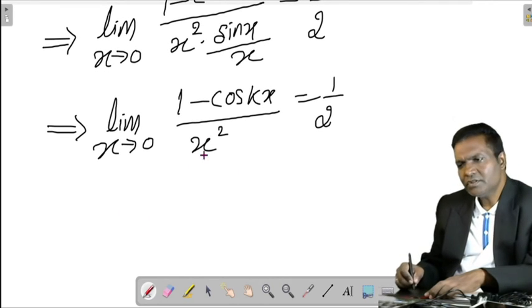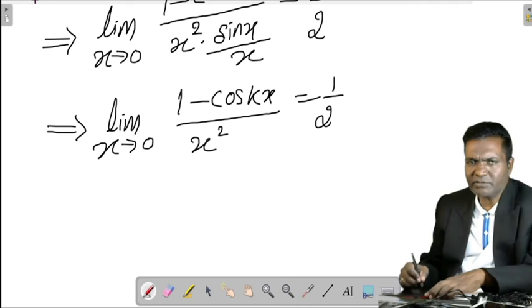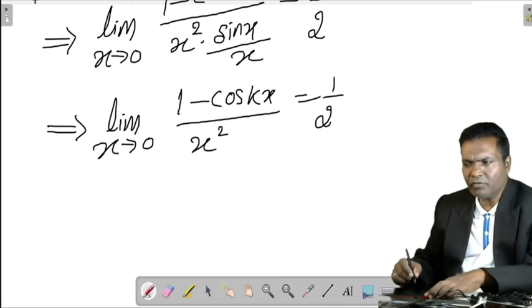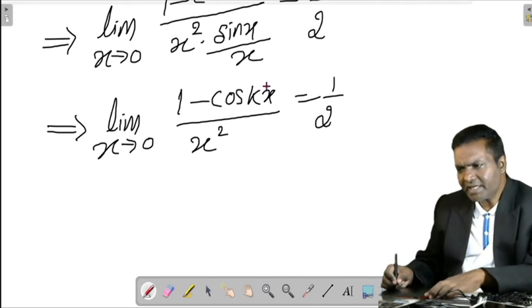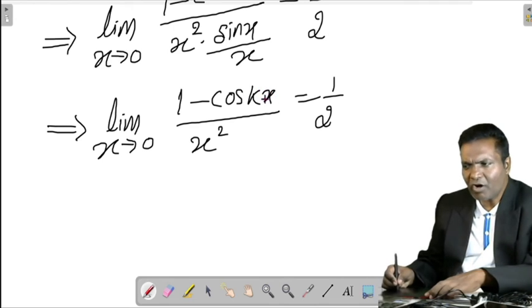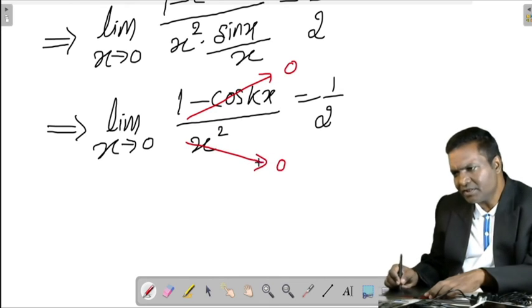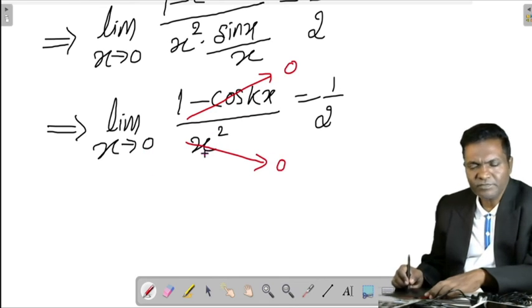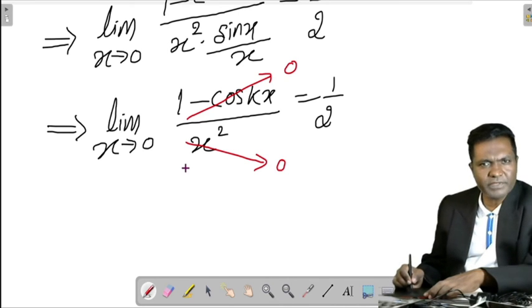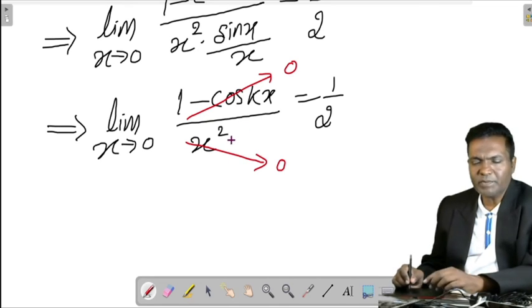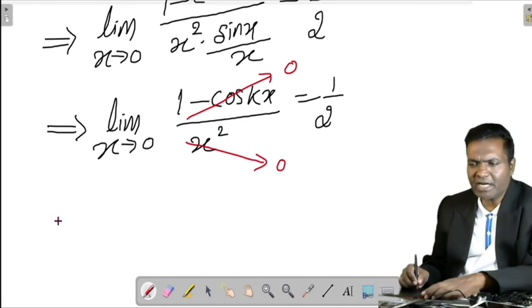As we know L'Hospital's rule, I explained neatly in one of the videos. If you substitute x equal to 0 here, it becomes cos 0. Cos 0 is 1. So 1 minus 1 is 0. So numerator also becomes 0 and denominator also becomes 0 for x equal to 0. So you are supposed to apply L'Hospital's rule. Whenever numerator and denominator become 0, you have to operate L'Hospital's rule. That means differentiate numerator and denominator separately.